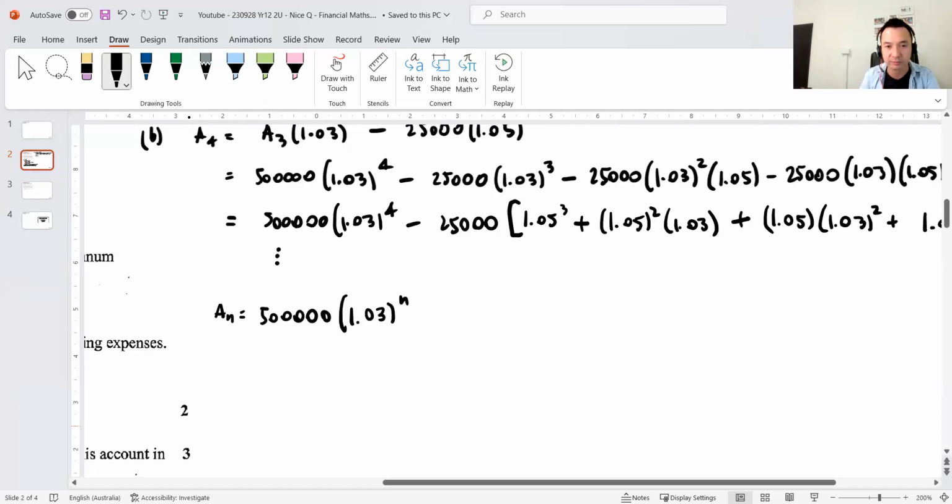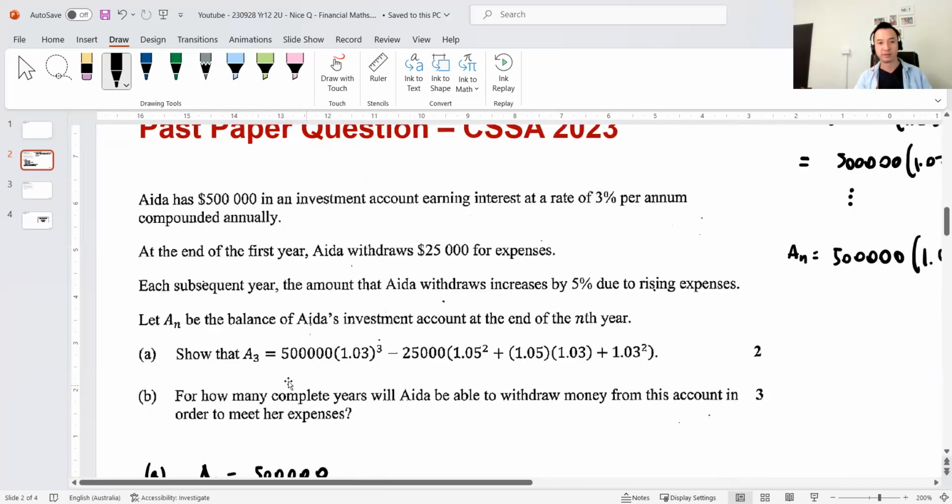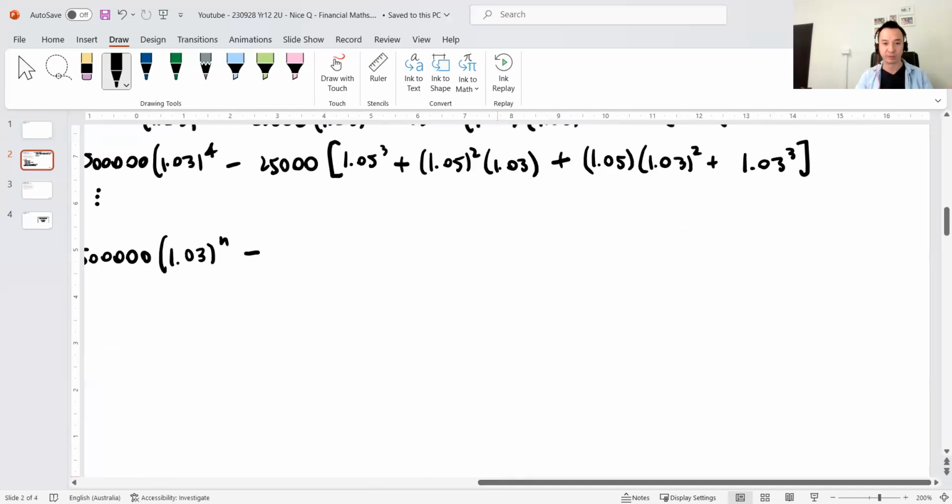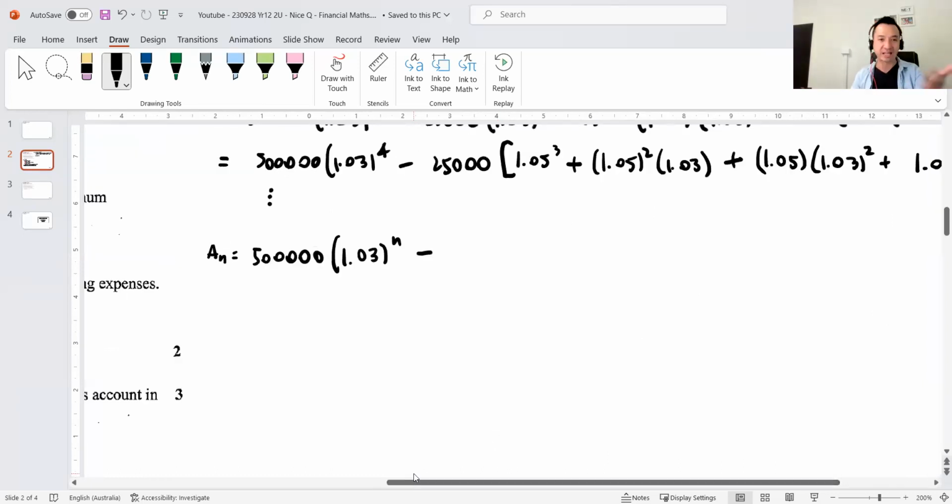1.03 to the power of n. Sorry, I'm freestyling. I haven't even read the question. Prove that good. How many complete years will Ada be able to withdraw money from this account in order to meet it? So basically, when does it run out of money? Yeah. When does AN go to 0? So I need to find an expression for AN first.